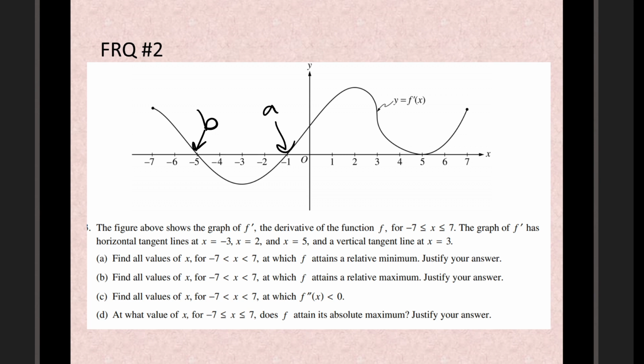Find all the points where the second derivative is less than 0. Since this is a derivative graph, I'm just looking for the parts of the graph where my graph is decreasing. So that's from -7 to -3, and from +2 to 5. Boom. Second derivative less than 0.